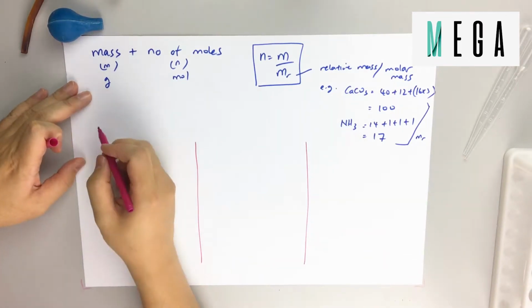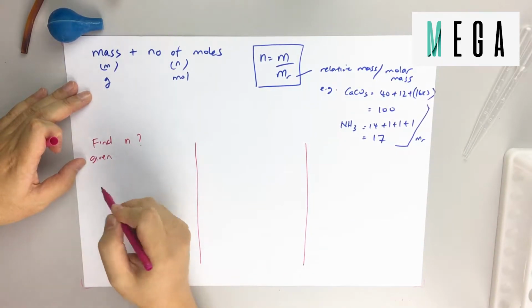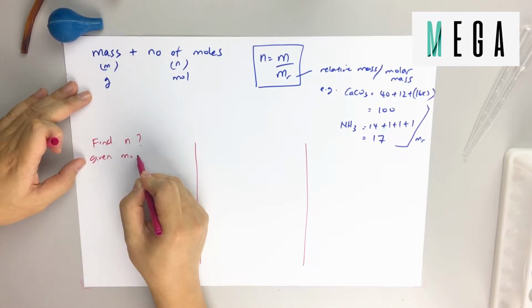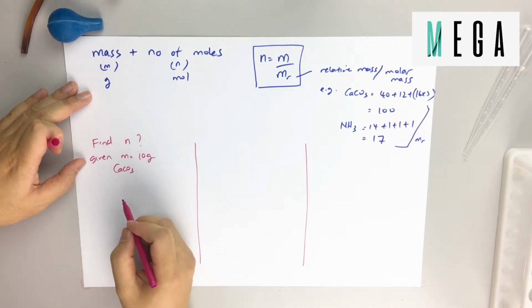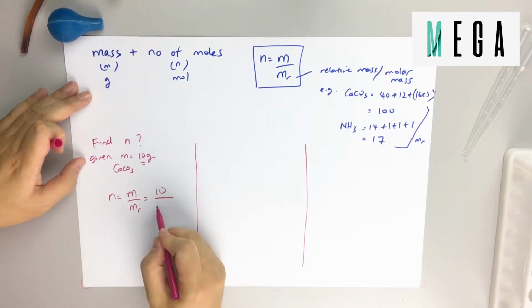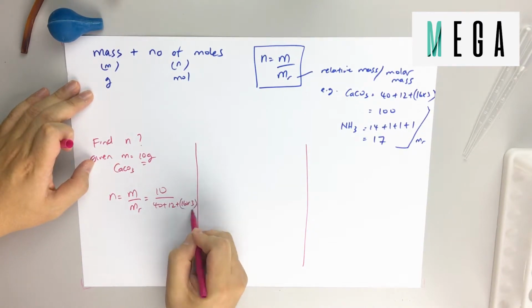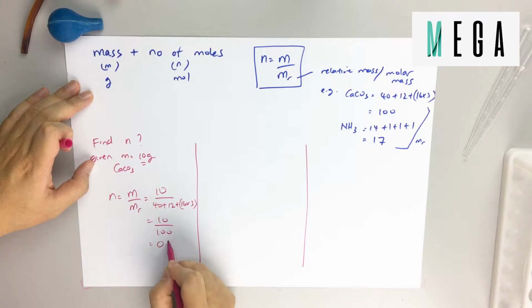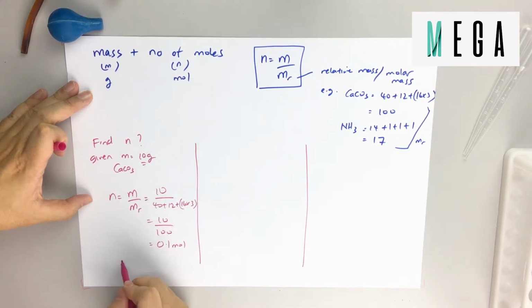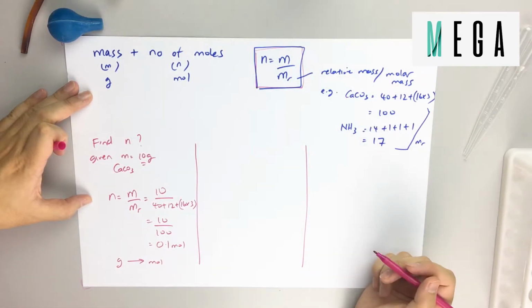So a few more examples. Find number of moles given mass: mass of calcium carbonate equals 10 grams. So once they give you 10 grams, you think of the formula n equals mass over molar mass. So the mass is 10 grams divided by molar mass of calcium carbonate: calcium 40, carbon 12, oxygen 16 times 3. Simple calculation, 0.1 mole. So that's how you use the formula. Whenever you have grams, you want to change to moles, use n equals mass over molar mass.